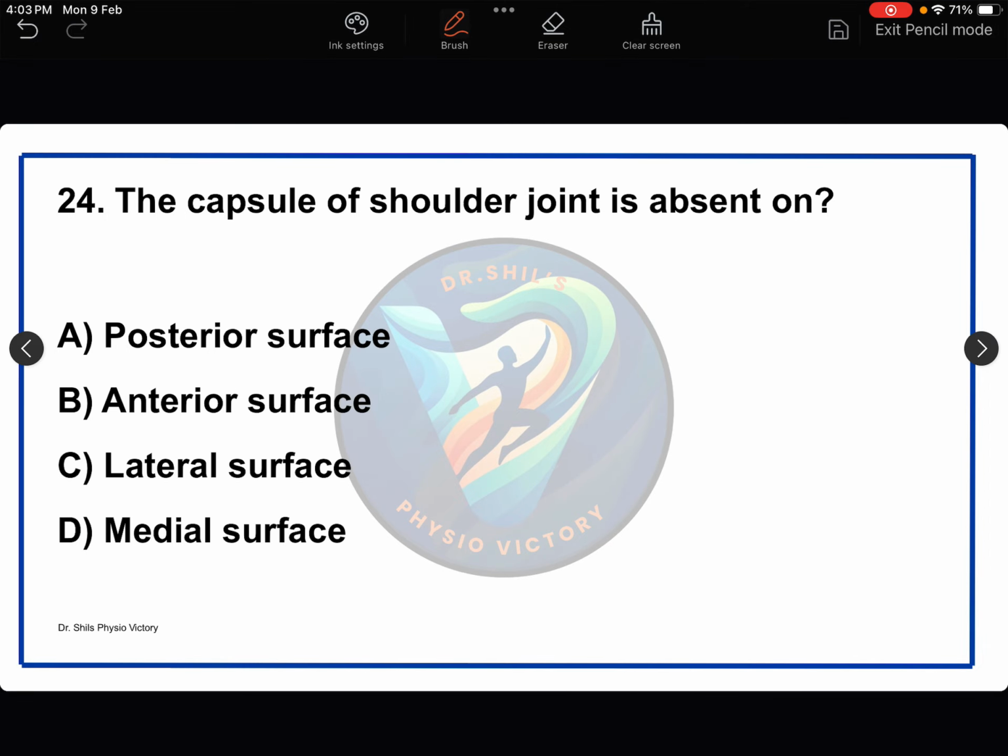Next, come to question number 24. The capsule of shoulder joint is absent on option A, posterior surface, option B, anterior surface, option C, lateral surface, and option D, medial surface. Here, the correct answer is option C, lateral surface. Shoulder joint capsule is weak inferiorly. Laterally, the capsule is replaced by the rotator cuff tendon.